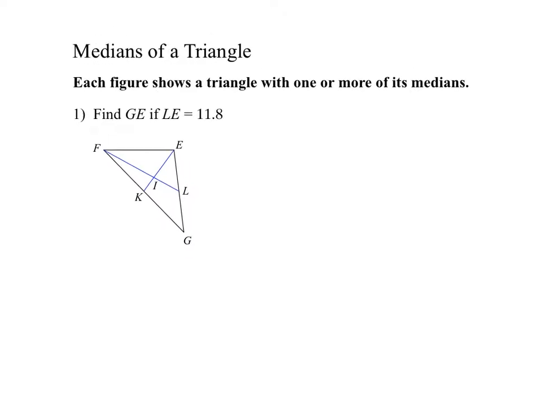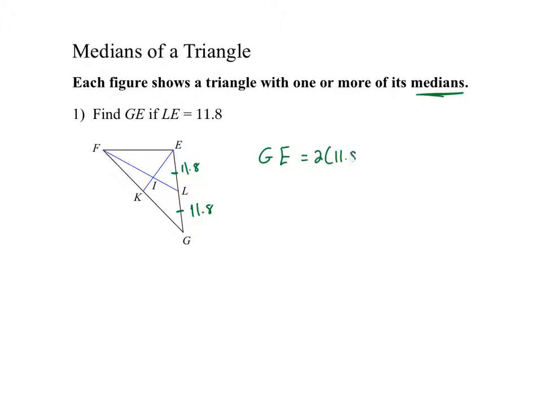So it says each figure shows a triangle with one or more of its medians. We want to find GE. So that means that LE is 11.8 because FL is a median. That means that this is congruent to that one. So that means that this one is also 11.8. So GE is 2 times 11.8. So that's 23.6.